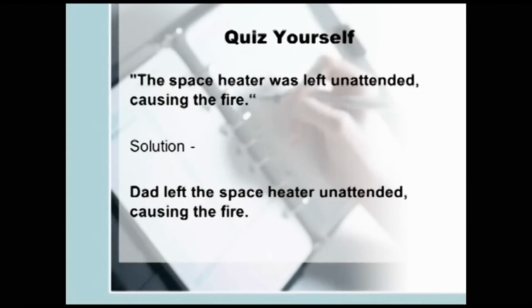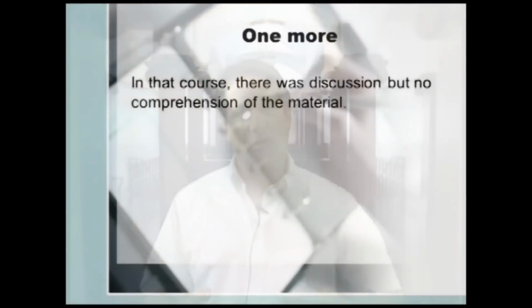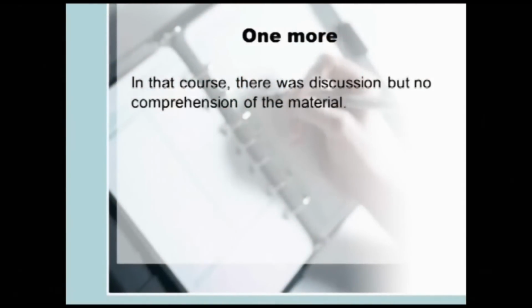And so to fix it, you would say the leaving it unattended is the verb. Put a noun in there as an agent to be doing that verb action. So, Dad left the space heater unattended, causing the fire. Or Mom did it, or the babysitter did it, whoever. Someone doing that action is what we're shooting for. Okay, let's look at one last model. In that course, there was discussion, but no comprehension of the material.